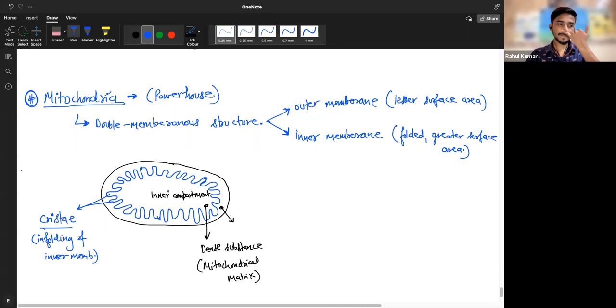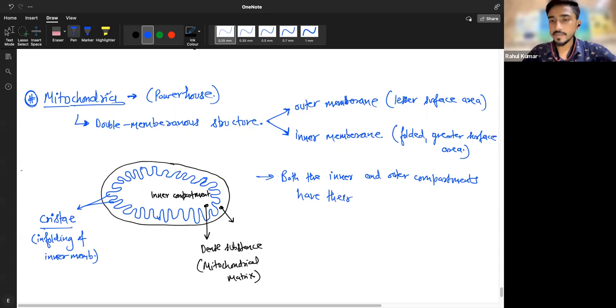Next point. Both these compartments, inner and the outer, write down, both the inner and outer compartments have their distinct or their different enzymes. That's one thing.